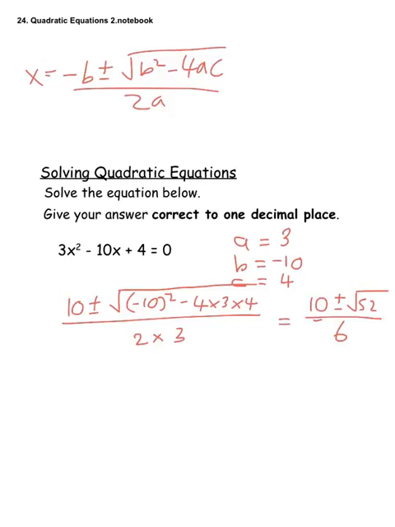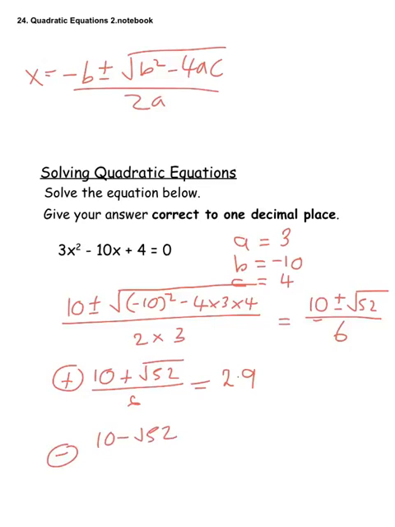So let's do the plus version first. Plus version is 10 plus root 52 over 6. And that's equal to 2.9 to 1 decimal place. The minus version is 10 subtract root 52 over 6, which is equal to 0.5 to 1 decimal place.